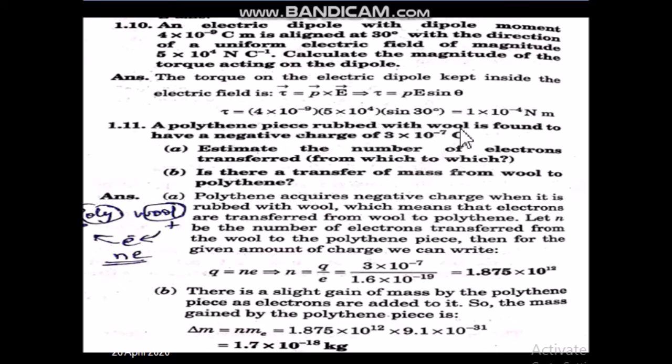A polythene piece is rubbed with wool, and polythene is found to have a negative charge of this value. Estimate the number of electrons transferred from which to which, and is there a transfer of mass from wool to polythene? So we can see this diagram. Polythene and wool are rubbed, and the polythene piece is found to have negative charge. So polythene is negative, that means wool is positive. That means wool has lost electrons. So some number of electrons are shifted from wool to polythene.